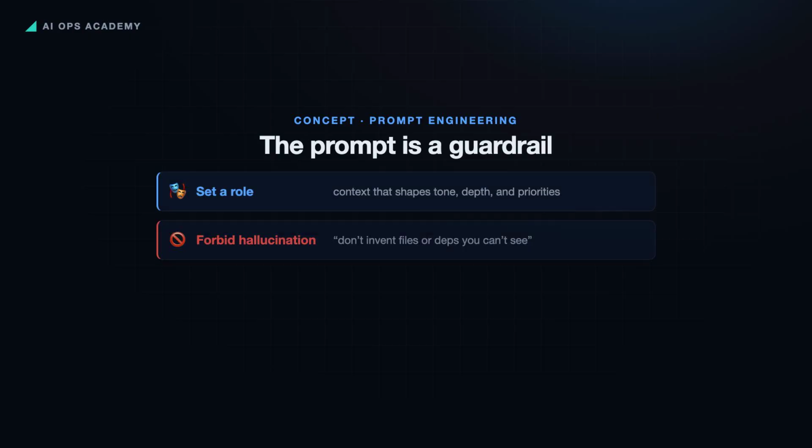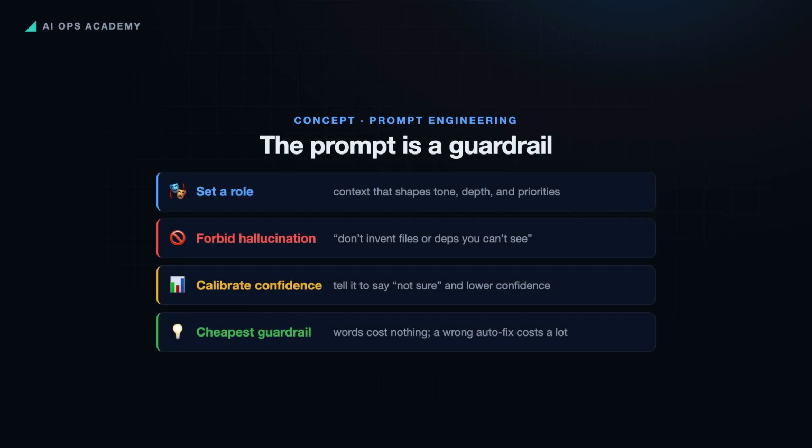That last line is the whole game, and it has a name: prompt engineering. A language model will confidently make things up if you let it. We call that hallucination. So we don't just ask for a fix, we set boundaries. Find the root cause, don't invent things, and if you are unsure, say so, and lower your confidence.